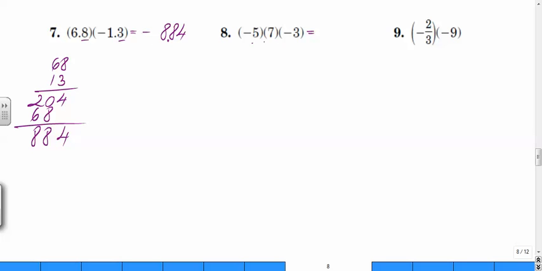Next problem, negative times negative, the answer would be positive. 5 times 7 will be 35, 35 times 3, right? 3 times 5, 15, 3 times 3, 9, plus 1, 10. That's why the answer here would be 1 of 5. Problem number 9, negative times negative, your answer would be positive. However, 3 goes in 9 3 times, right? So I can cross cancel there. And then I have 3 times 2, which is 6.